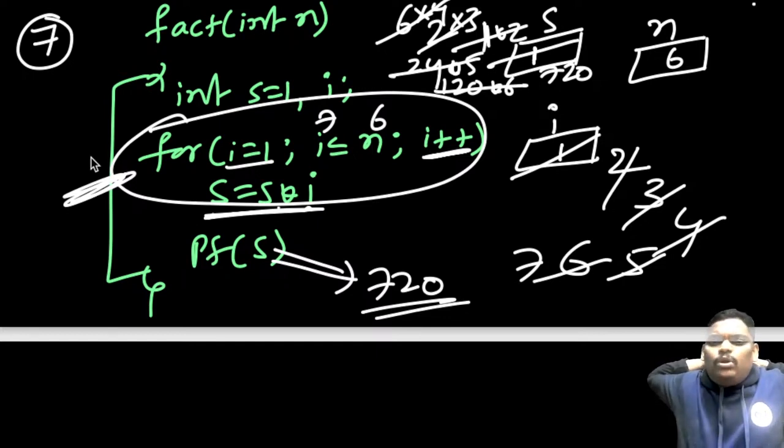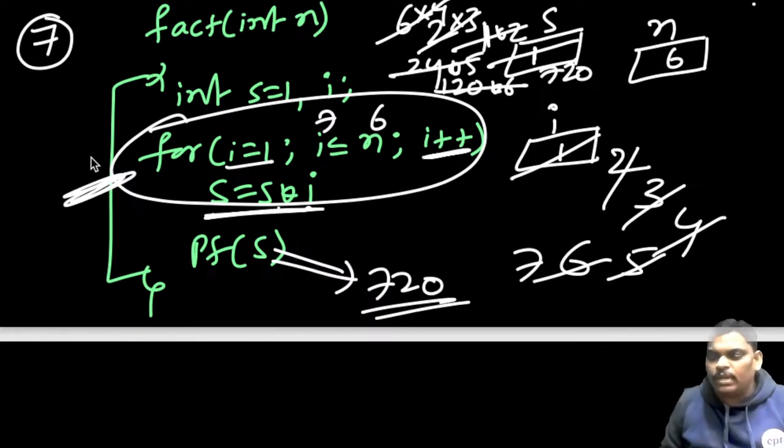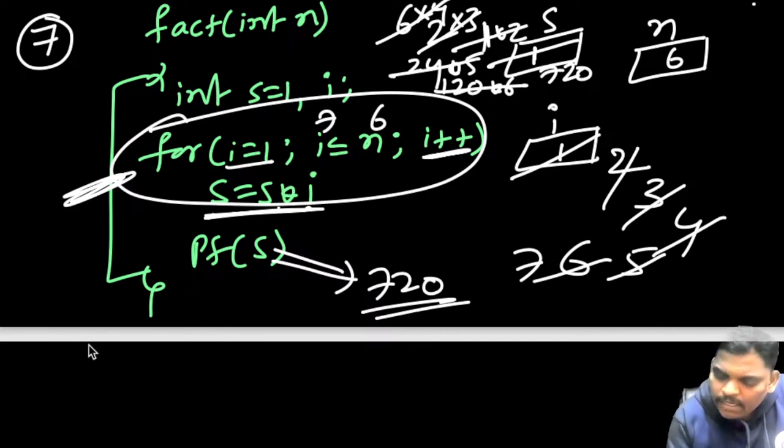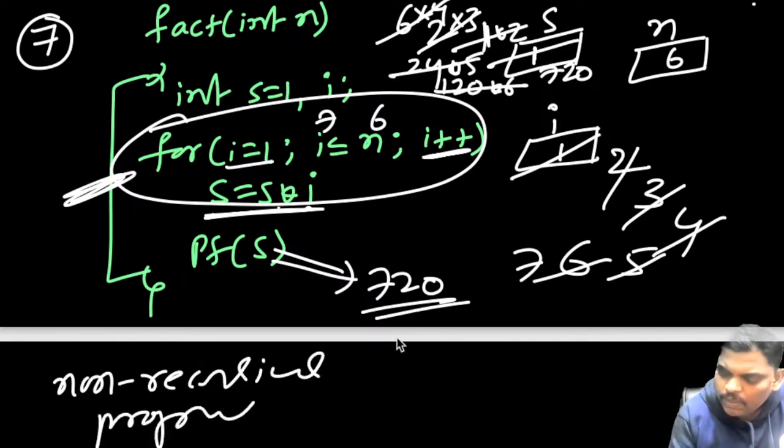Get it somehow. Don't learn by heart. Is it recursion or non-recursion? You will get to know. Fact calling fact? No. Inside the factorial program, fact is not there. It is a non-recursion, which is also called an iterative program.